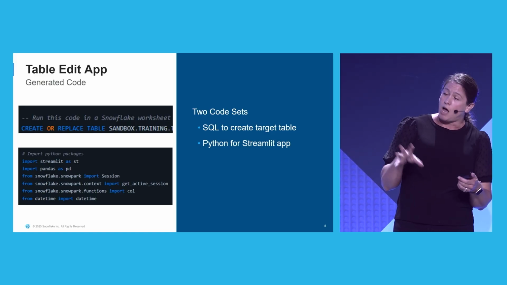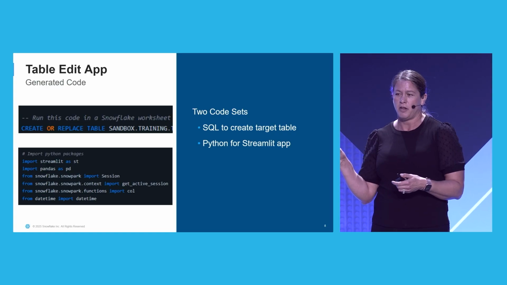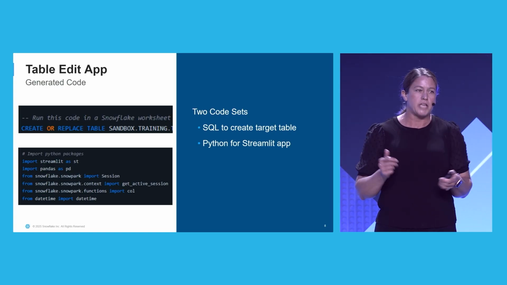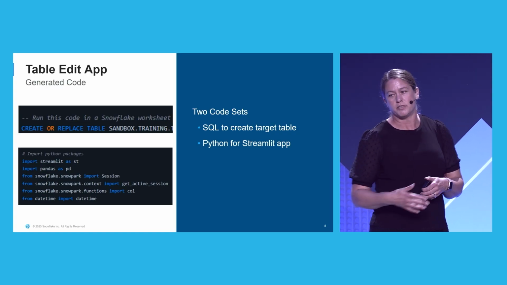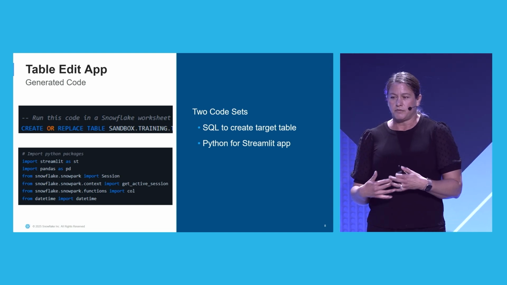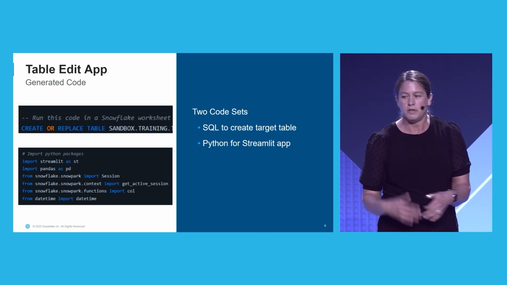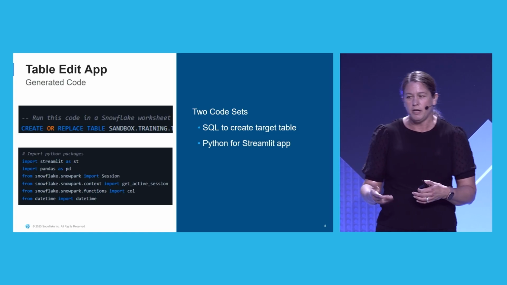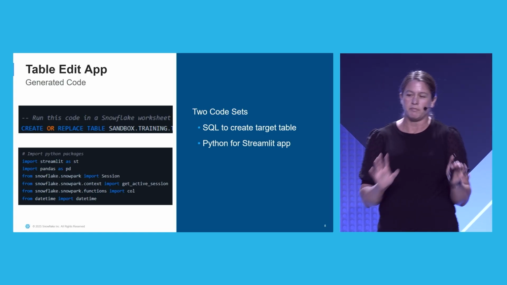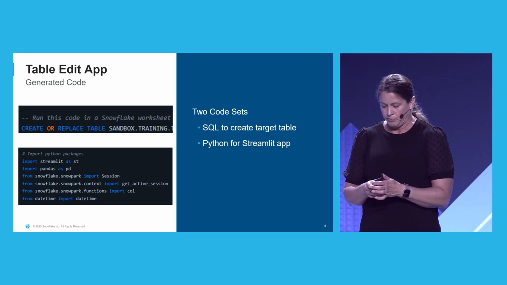All we need to do is copy that code, run it in a Snowflake worksheet, and our table is then available for our app to write to. The second set of code returned to us is the Python to create our app itself. This we would again simply copy, paste into a brand new Streamlit app, and our app is ready to go.